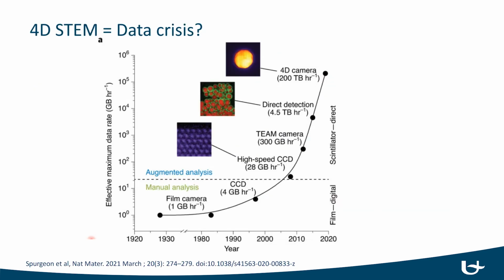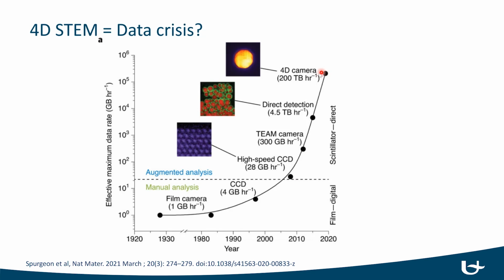Then, if you think about this for STEM, we are recording these diffraction patterns. And there is this beautiful paper here by Spurgeon et al. that shows how, over time, we have started to record more and more data in a shorter and shorter time. So we had film cameras before, where you take a few films and in the evening you have to develop those films. And then you have CCD, which typically had millisecond frame times. And then you get higher and higher. And now with direct detection, specifically for the cameras, the number of frames per second is increasing.